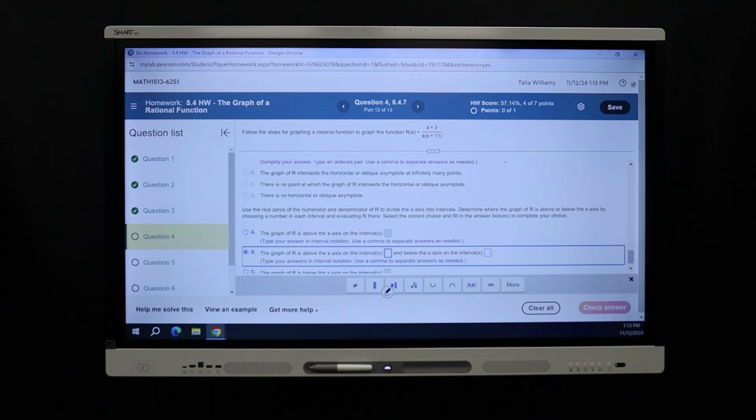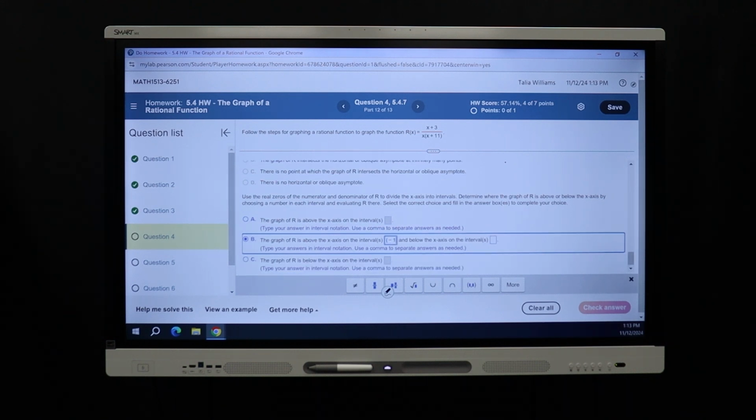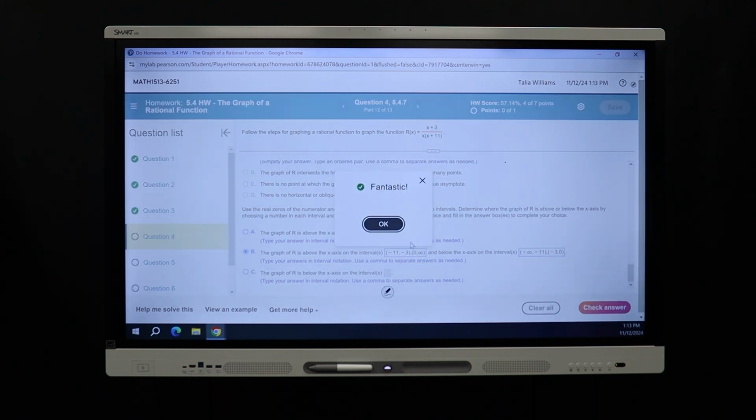They want us to use a comma. So it's above the x-axis, negative 11 to negative 3. And then it's also above 0 to infinity. I may need to split screen on this one to show y'all both at the same time. And then here it was below negative infinity to negative 11. And then it was negative 3 to 0 as well. And I think they want a comma and not a union there. We're going to find out. Yep.